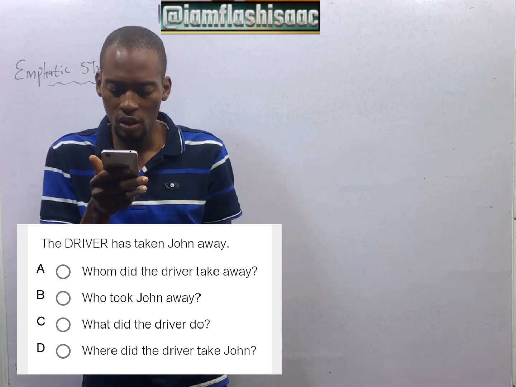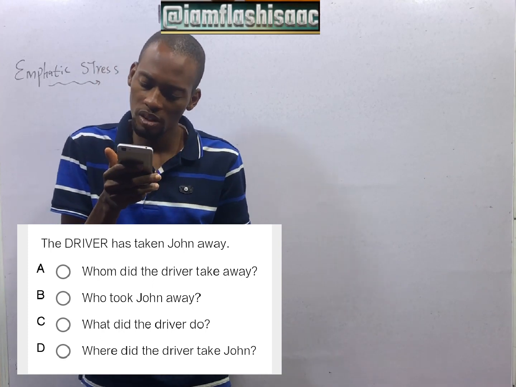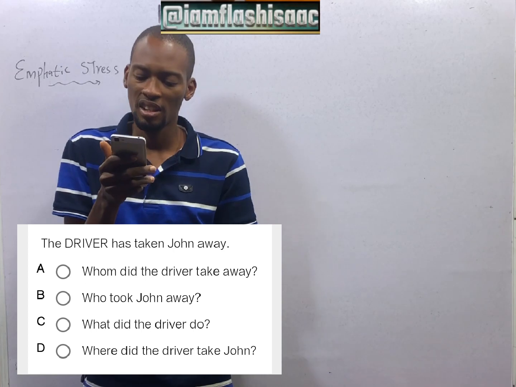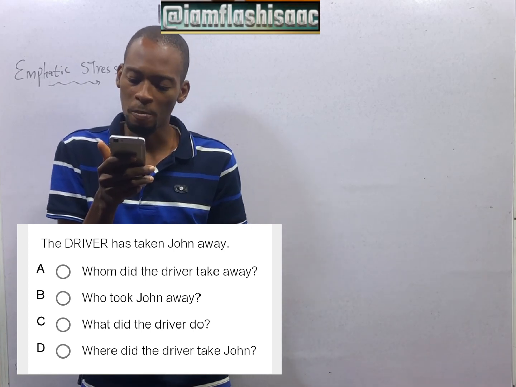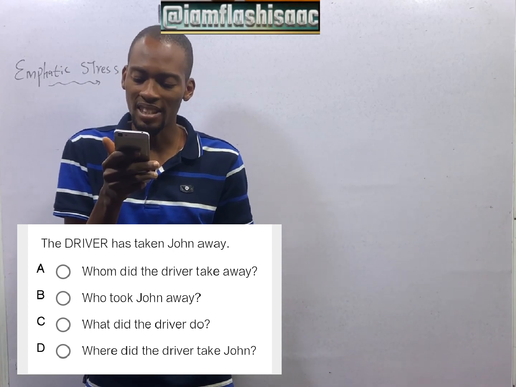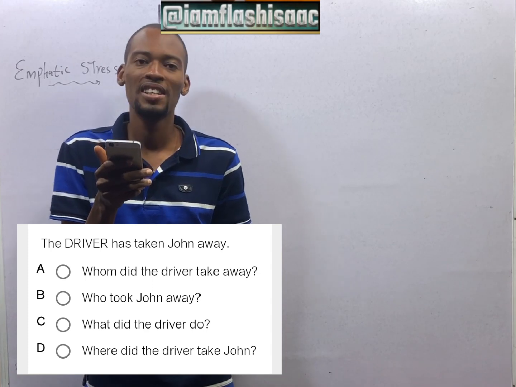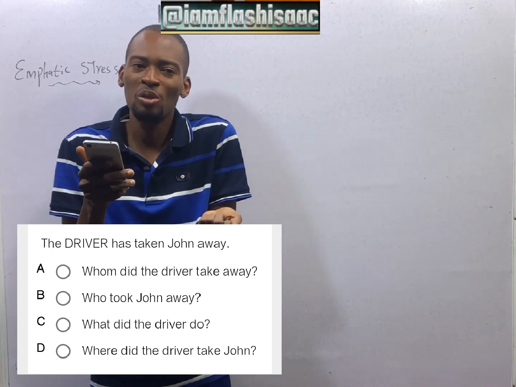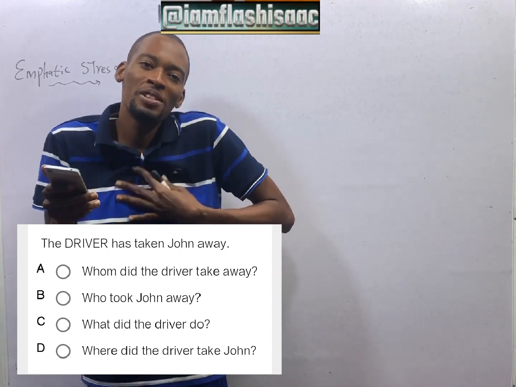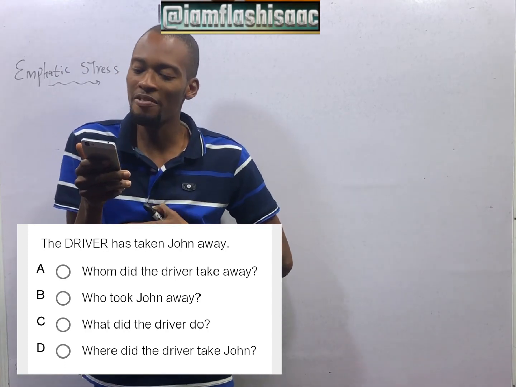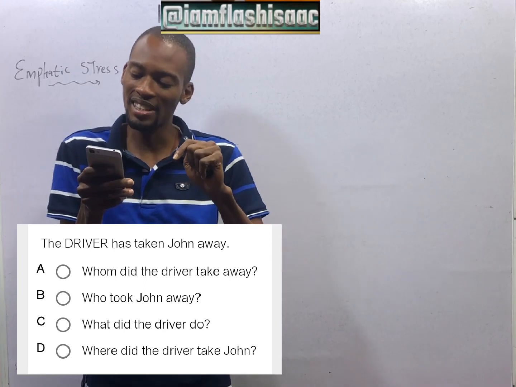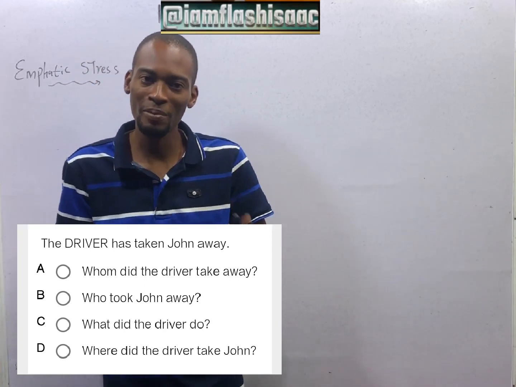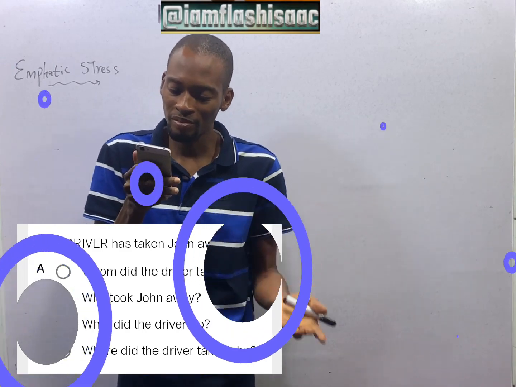Let's see option C. What did the driver do? Doesn't warrant the answer to the driver. The driver has taken John away. D. Where did the driver take John to? Now option C and D may sound convincing. Option A may sound convincing. But one conviction you should have is that so long as they have driver in it and driver is the one emphasized, they are all wrong. So option B is comfortably the correct option.